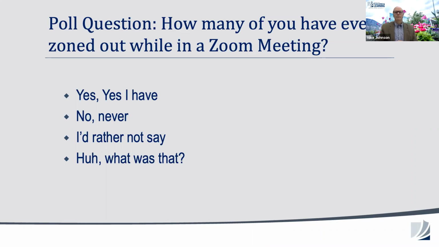So 89% of us admit it, 6% of us said no, never, and then 6% other that we can't really say for sure, except for the 4% who said, what was that? Those are kind of self-admitted zoner outers, right? So it is easy to zone out during a Zoom meeting, okay?